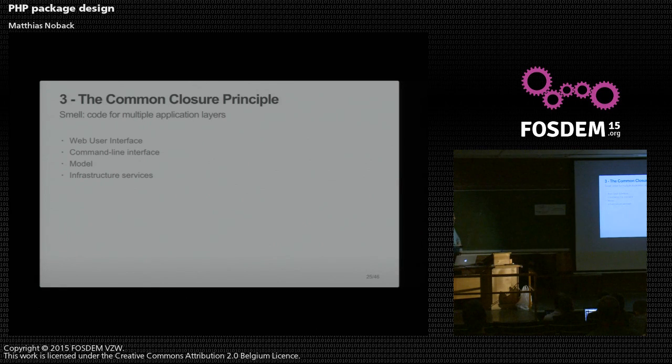What you see many times is that one package contains code for all kinds of application layers, like code for the web, templates, command line code, model code, infrastructure, all kinds of things thrown together into one package. And yeah, this gives problems as well. So it's always good to separate those as well and to allow people to not use your templates, but instead only use your model, for instance. That can be very useful.